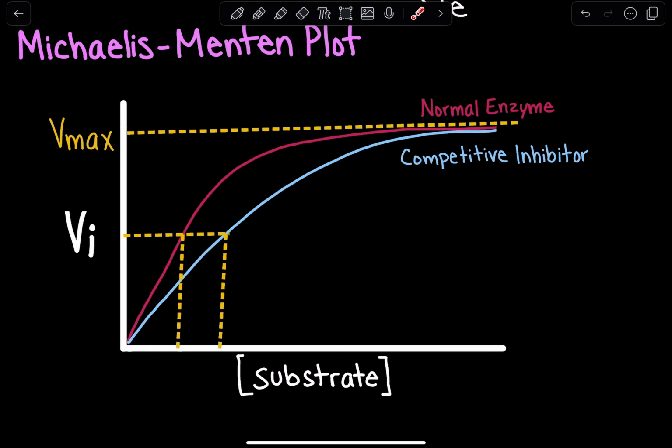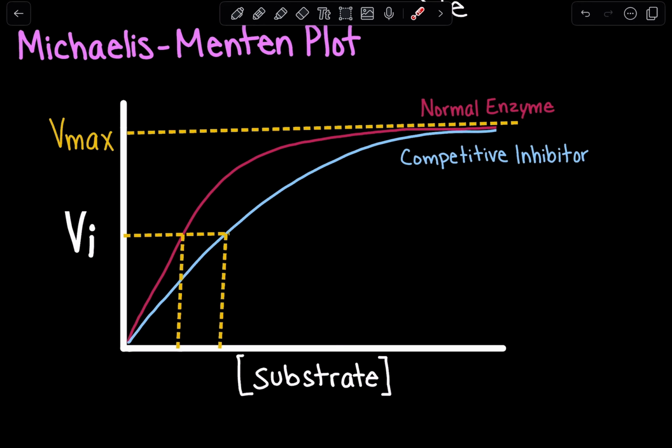So here we're going to go over the Michaelis-Menten plot for competitive inhibition. Now first, it's important to understand that competitive inhibitors are competing with the substrate for the active site of the enzyme. So if we take a look at the Michaelis-Menten plot, on our x-axis we have our substrate concentration, and then on our y-axis we have our velocity, or our initial rates.